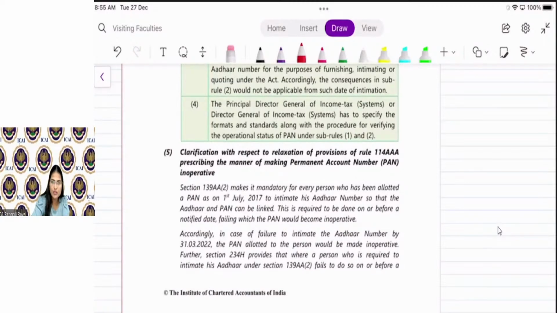Clarification with respect to relaxation, that is, those who are not required to link their PAN with Aadhaar. It is mandatory for every person who has been allotted PAN as on 1st July 2017 to intimate his Aadhaar number so that Aadhaar and PAN can be linked. This is required to be done on or before the notified date, that is 31st March 22. After 31st March 22, you can link your Aadhaar with your PAN, but by way of paying an additional fee up to 31st March 23. After 31st March 23, if you fail to link your Aadhaar with your PAN, then your PAN becomes inoperative.